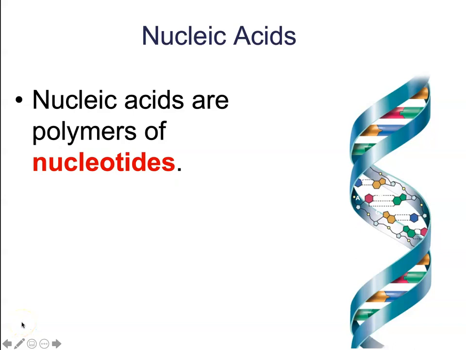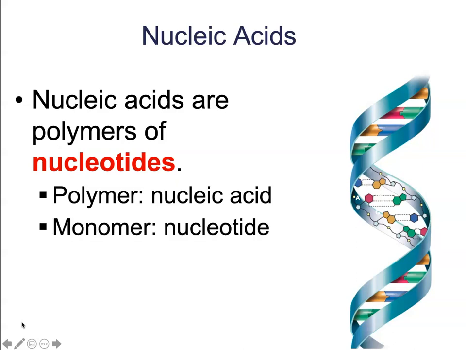All right, the last biomolecule that we're going to discuss today is going to be nucleic acids. Nucleic acids are polymers that are made up of individual nucleotides. The nucleotide is going to be our monomer. So the polymer will be the nucleic acid. The individual monomer will be called a nucleotide.